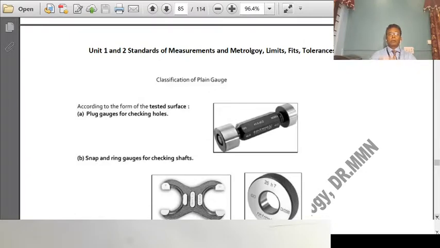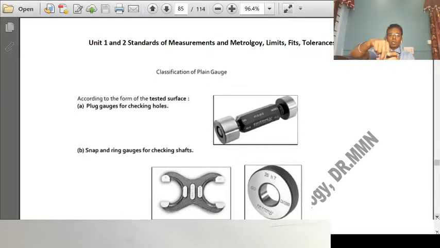Plug gauges, as you can see, the plug gauge is used to check the component. If this is a plug gauge and I want to check this hole, I can just check if it is going inside, so this hole is accepted. So this is a go plug gauge.